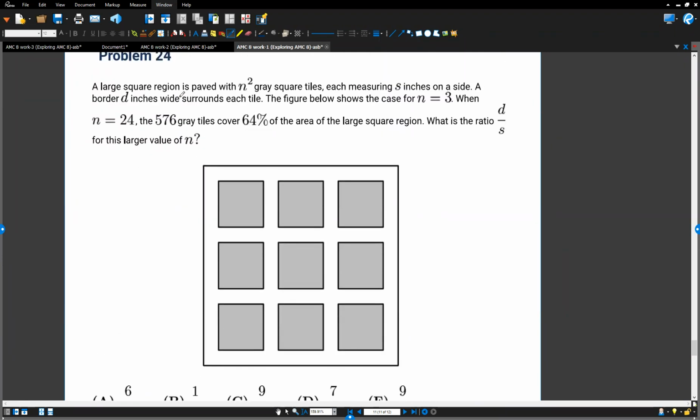Okay, we have a large region paved with the n square grid. This is n square grid. This is one of the examples, I think. N equals 3, right? We have 3. 1, 2, 3.